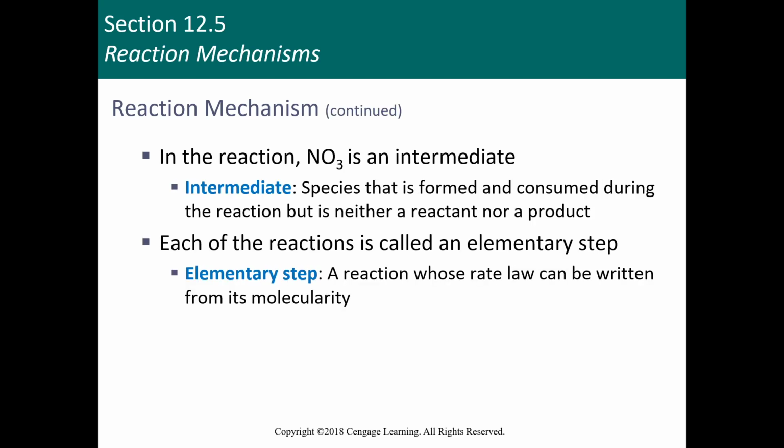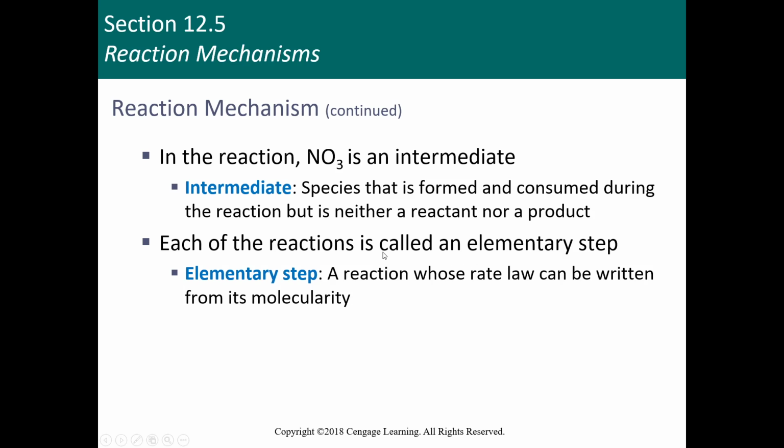Now, in the reaction, NO3 shows up on both sides. It is what is known as an intermediate. An intermediate is a species that is formed and consumed during the reaction, but is neither a reactant nor a product. So it will not show up as an overall reactant or product. It is made and consumed during the reaction mechanism.